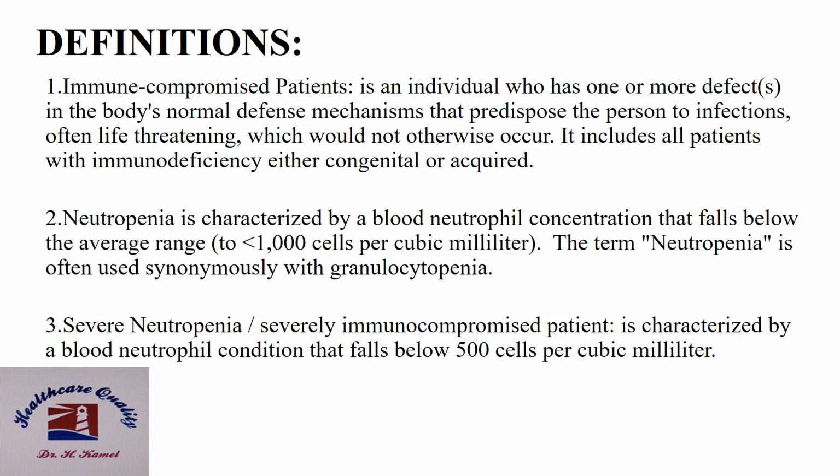2. Neutropenia is characterized by a blood neutrophil concentration that falls below the average range of 1,000 cells per cubic millimeter. The term neutropenia is often used synonymously with granulocytopenia. 3. Severe neutropenia, severely immunocompromised patients, is characterized by a blood neutrophil count that falls below 500 cells per cubic millimeter.